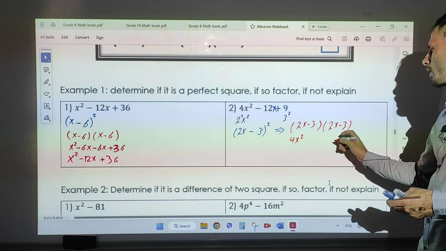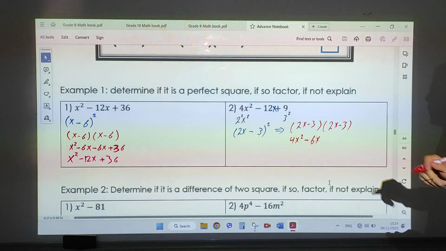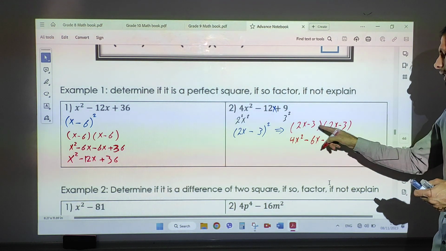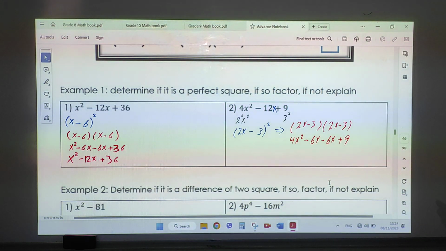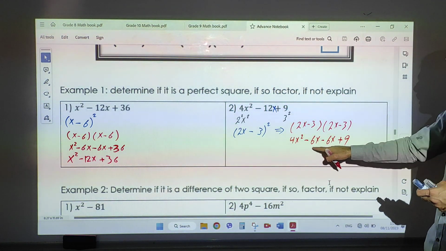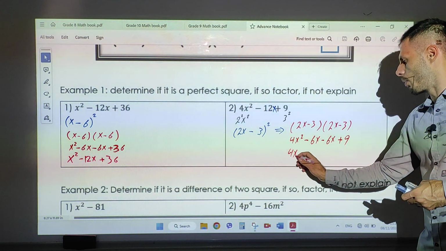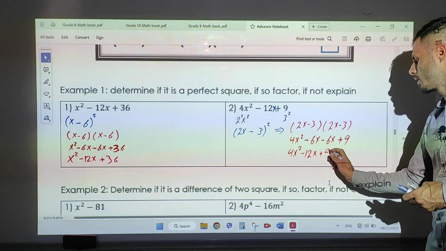2x multiply negative 3 will be negative 6x. Negative 3 multiplied by 2x will be negative 6x again. Negative 3 multiply negative 3 would be plus 9. Then for the next step we have like terms, negative 6x, negative 6x. We can do them together, which would be negative 12x plus 9.